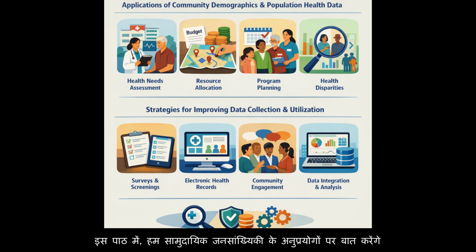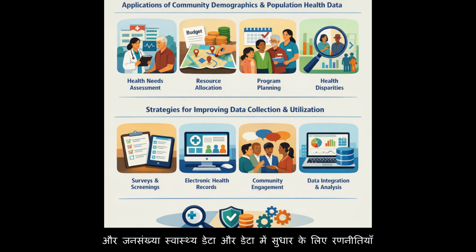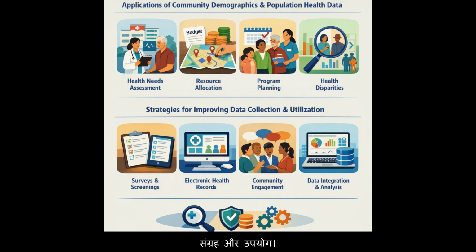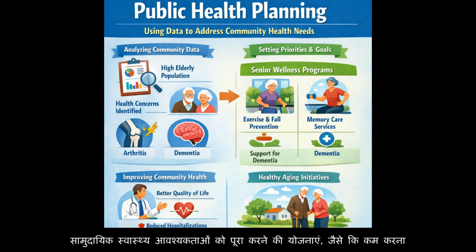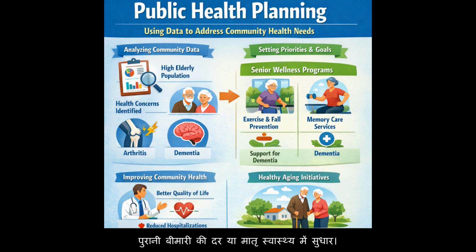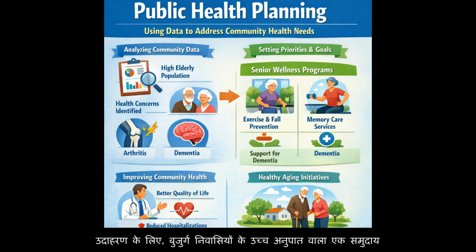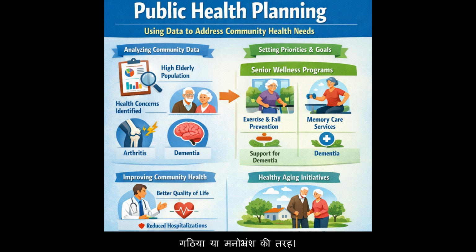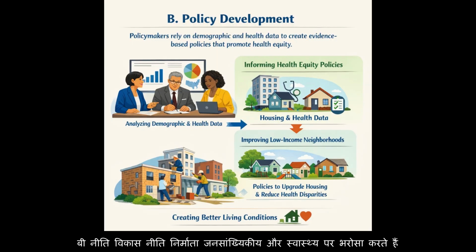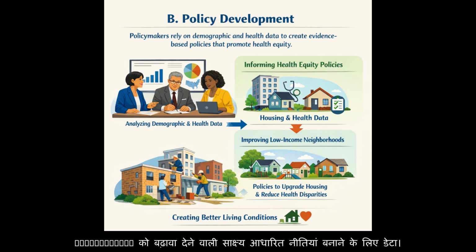In this lesson, we will talk about applications of community demographics and population health data, and strategies for improving data collection and utilization. Public health planning: data are used to develop strategic plans for addressing community health needs, such as reducing chronic disease rates or improving maternal health. For example, a community with a high proportion of elderly residents may prioritize programs for managing age-related conditions like arthritis or dementia.